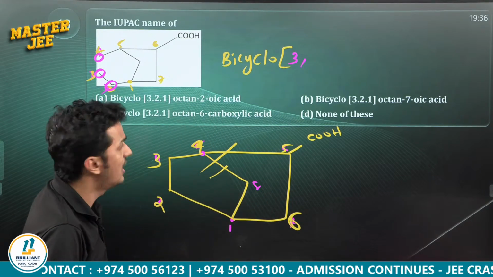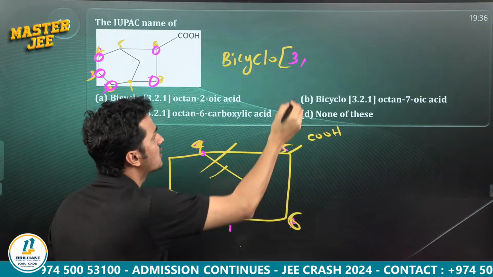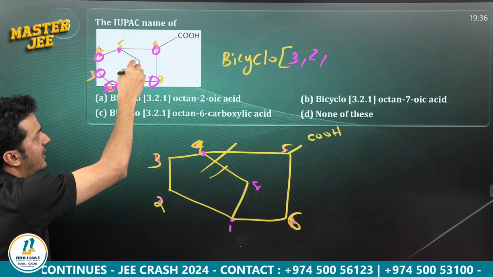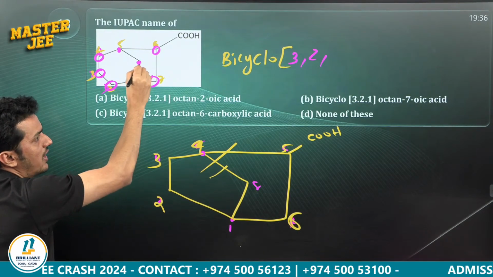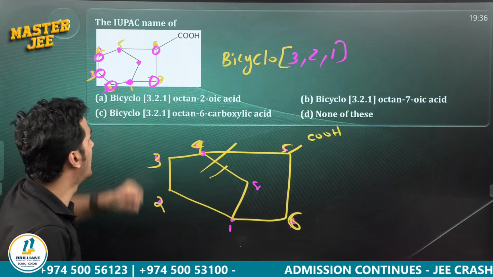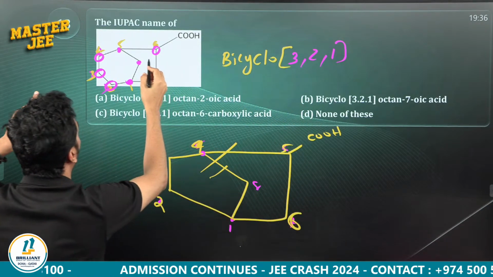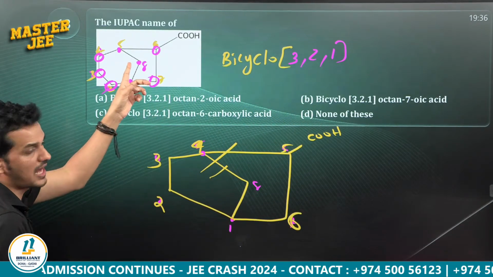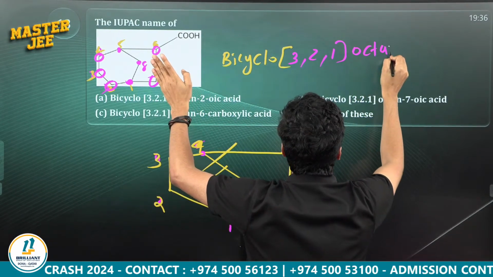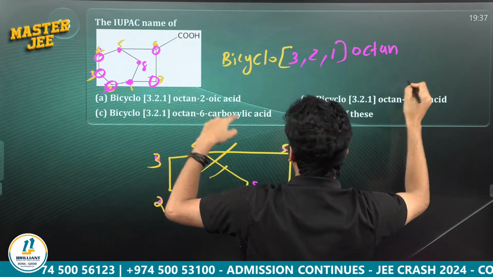Then we have to look at the less number of carbon atom containing ring. This one has 1, 2, so 2 carbon atoms are there. So 3, 2. Then between the bridgehead, how many carbon atoms are there? 1. So 3, 2, 1. Then how many carbon atoms are there in total? 7, and counting the bridgeheads, 8 carbon atoms are there. So that's why it is octane. All the carbon atoms are single bonded, so octane.